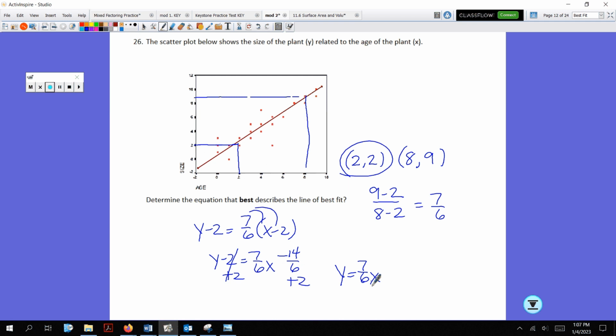Let me just double check my calculator. If I take negative 14 over 6 plus 2, I get negative 1/3. Again, it doesn't really look, the way this graph is, like my y-intercept is negative, but I mean, it's close enough. Close enough.